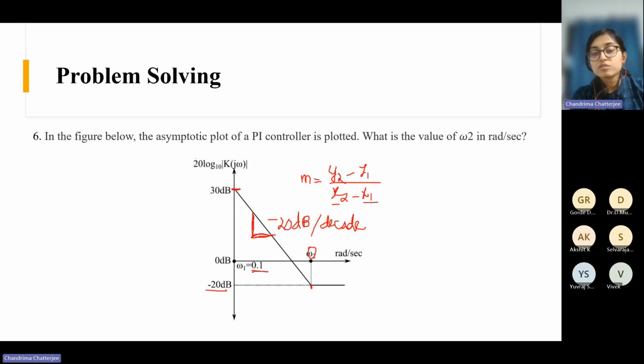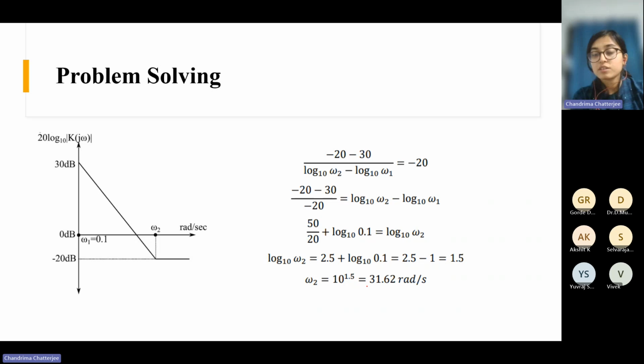And we already know this slope is minus 20 dB, right? So this is minus 20. So now this is simple. You have the equation with one unknown and you can simply substitute the values and find out what will be omega 2, right? 31.62 radian per second. That is the omega 2 value, right?